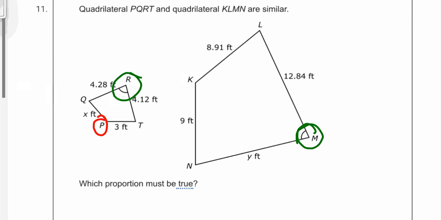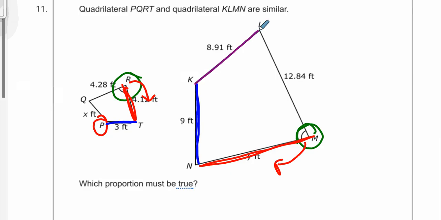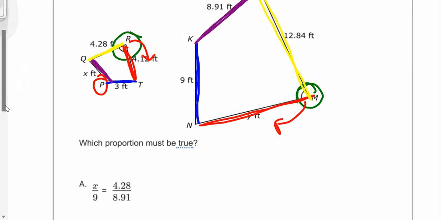All right, so looking next to that angle, going the direction of that angle, this y here corresponds with 4.12. Okay, this 9 here is going to correspond with 3, and I'm working around my shape now. This 8.91 goes with x, and this 12.84 goes with 4.28. Okay, which proportion must be true then?